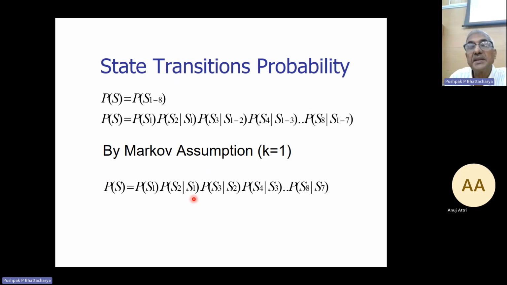Now all these probabilities are known. What is the probability that S1 corresponds to the first urn or second or third urn? This comes from the initial probability distribution. Probability of S2 given S1, let's say U2 given U1, is known from the transition probability table. So all these state transition probabilities are known from the transition probability table.